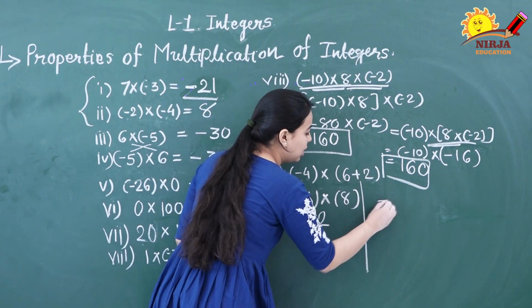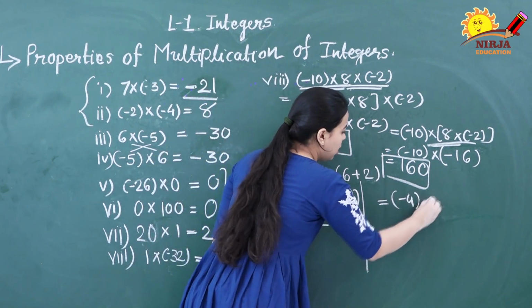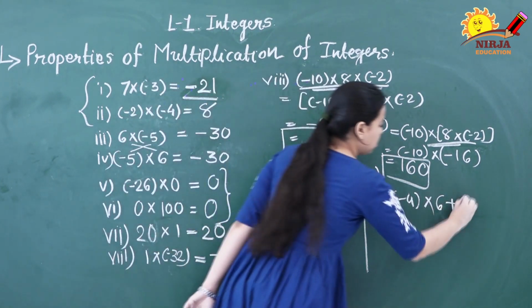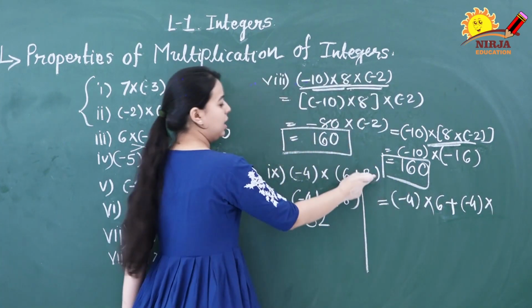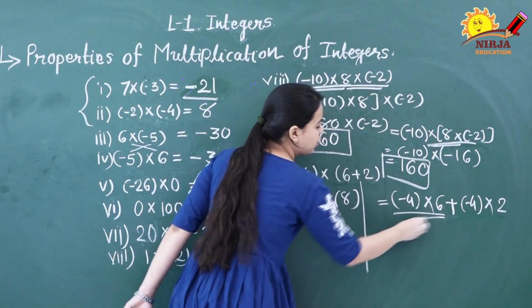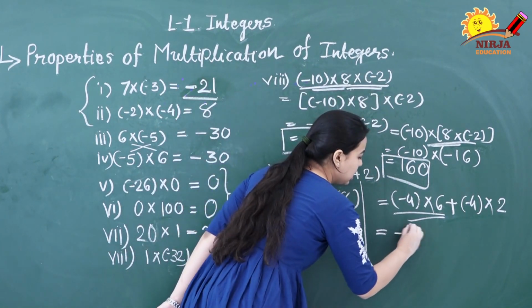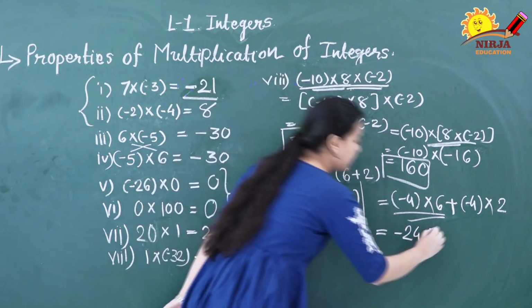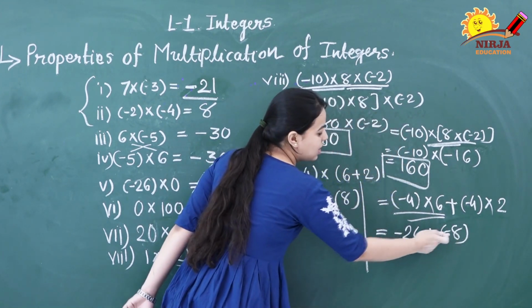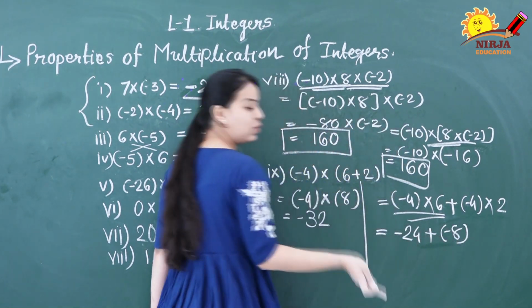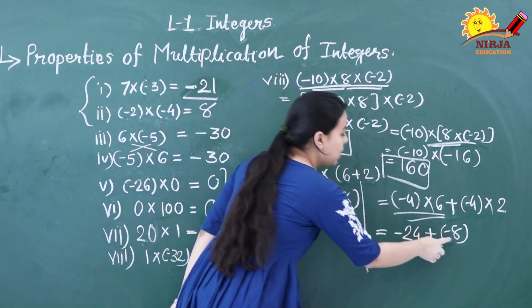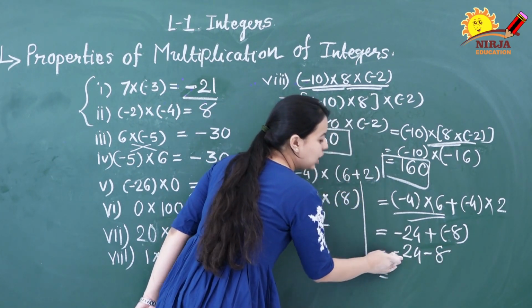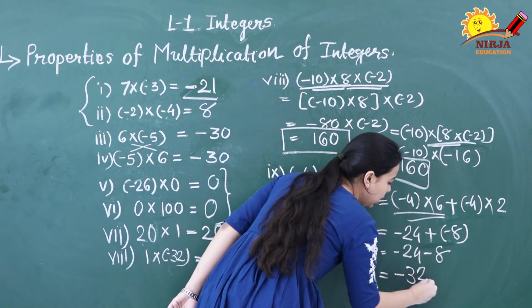So we can also solve this example like minus 4 multiplied by 6 first plus minus 4 multiplied by 2. Let's solve this. Minus 4 multiplied by 6 will be minus 24 plus minus 4 multiplied by 2 will be minus 8. Here minus and plus signs come together, and as we have already seen in previous parts, minus plus will be minus. So minus 24 minus 8 will be minus 32.